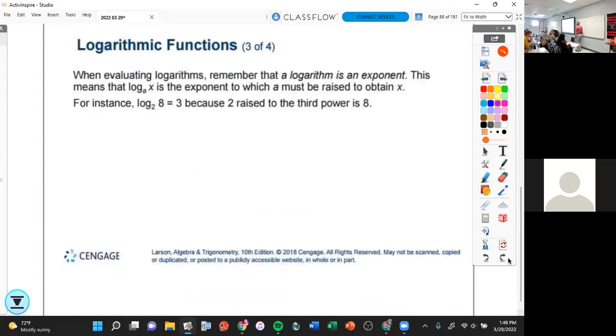When evaluating logarithms, remember that a logarithm is an exponent. I said that a while ago. This means that log base a of x is the exponent to which a must be raised to obtain x. This is just words based on the equations we've just looked at. For instance, log base 2 of 8 equals 3. 3 is the exponent, right? 3 is the exponent. 2 is the base. What is 2 to the third power? 8, right?